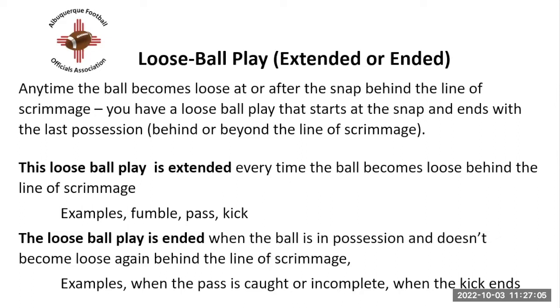Another example would be quarterback takes a direct snap, runs back, throws a pass 20 yards down the field. That is now a loose ball play. That loose ball play does not end until that ball is caught downfield. At that point, you transition to potentially a running play where the ball may become loose, and you could have multiple running plays from that point on. That loose ball play is ended once that ball is caught downfield. So any kind of penalty that happens during that loose ball play is all going to go with the basic spot of the previous spot.